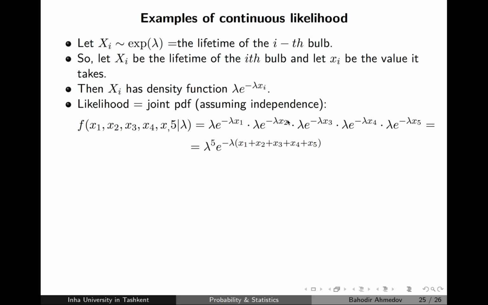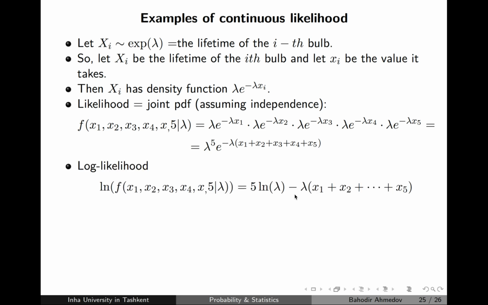Then we define a joint probability density function by multiplying the marginal density functions for each of the light bulbs, since we assume that the lifetimes of the bulbs do not depend on each other. By defining this, we obtain the joint density function for some parameter lambda, and this is going to be our likelihood function.